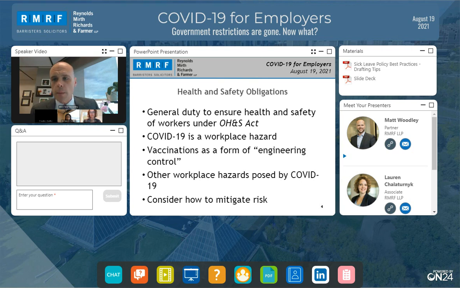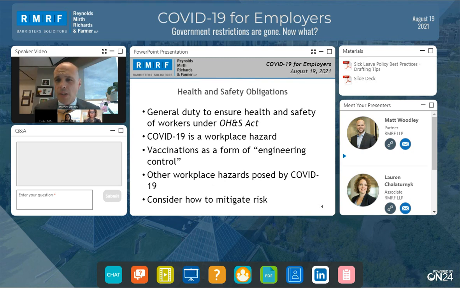So we can talk a little bit more about mandatory vaccination policies, but the point of this slide is really to communicate that we now have to shift focus to be thinking about COVID-19 as a job hazard. And your joint health and safety committees under the Occupational Health and Safety Act, they should be considering this. And you need to be demonstrating how you're going to be dealing with those risks in the workplace.